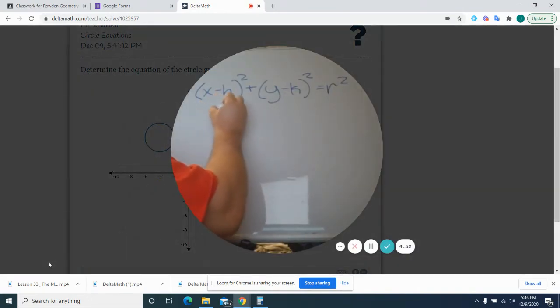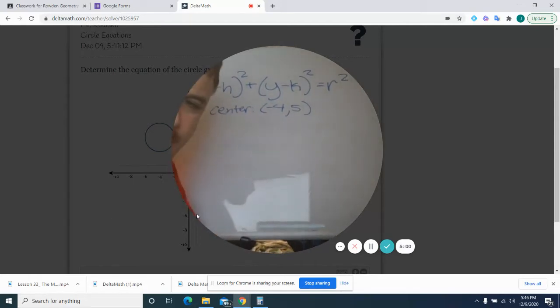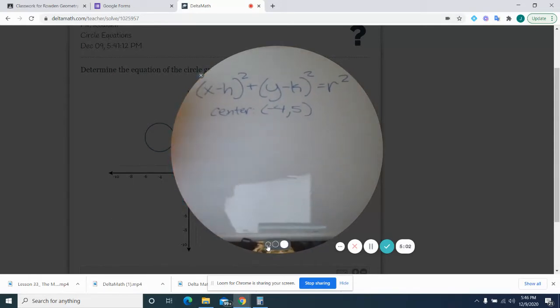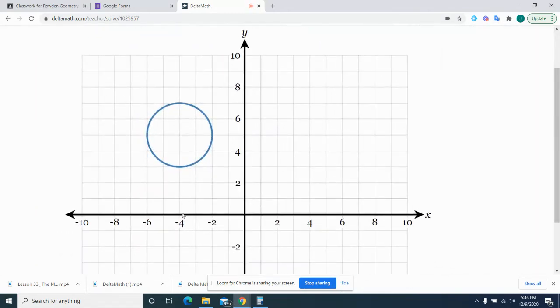So the center is at negative 4, 5. That's where the center is. So -4, then 1, 2, 3, 4, 5, right there. Now, how long is the radius? What's the distance from the center to a side?